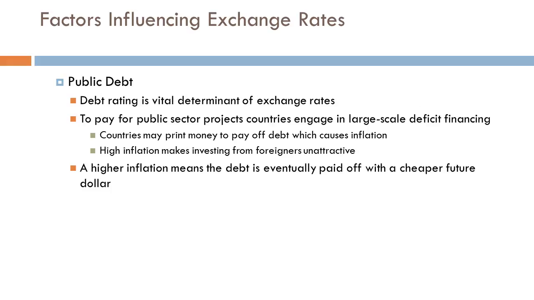Public debt is one factor influencing exchange rates. The debt rating is a vital determinant of exchange rates. For example, to pay for public sector projects, countries engage in large-scale deficit financing. Countries may print money to pay off the debt, which causes inflation. High inflation makes investing from foreigners unattractive. A higher inflation means that the debt is eventually paid off with a cheaper future dollar.